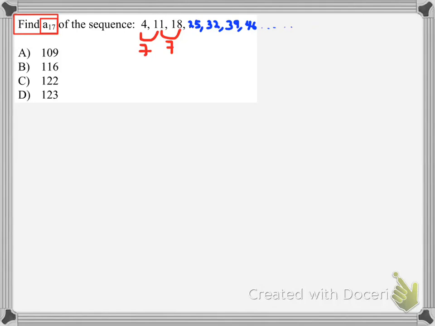But for our sake, we are going to use the formula. Now, I'm looking for the 17th number. To find it, I need to find the equation first. And if you notice, this is increasing by 7 every single time. So this is an arithmetic sequence. So I'm going to use my arithmetic sequence nth term: a sub n is equal to a sub 1 plus the difference multiplied by n minus 1.